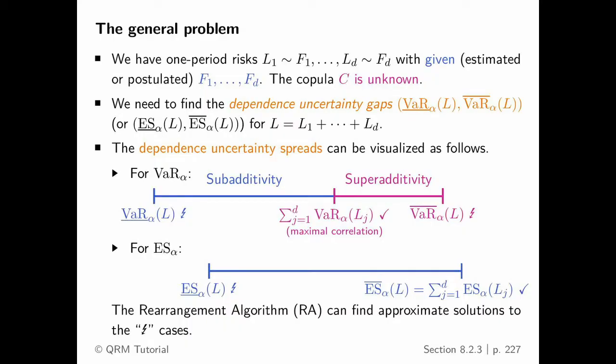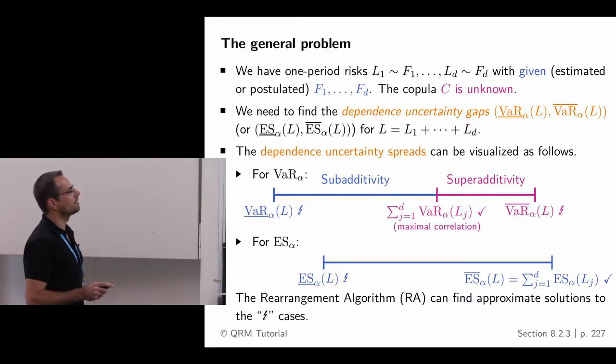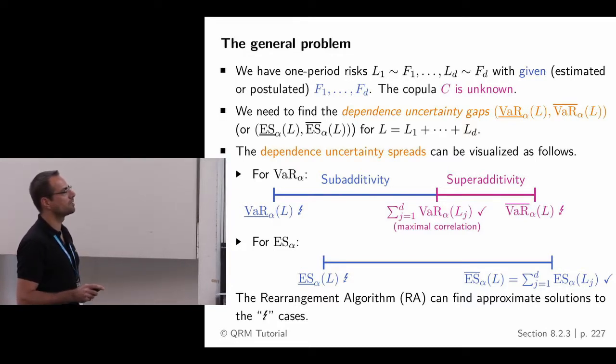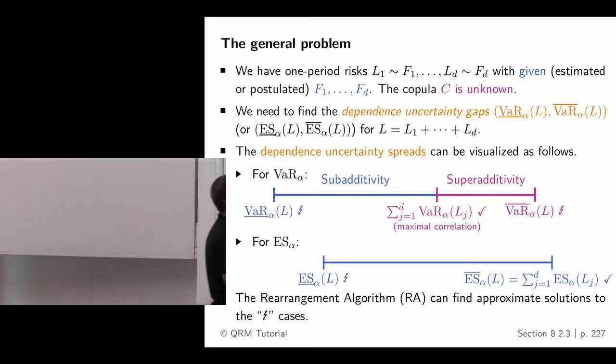So the setup is we have given very specific marginal distribution functions, and on top of that we have no other information about the underlying copula. So in some sense we want to optimize over all multivariate distribution functions with these given margins, so over all possible copulas and these given margins. And we are interested in the so-called dependence uncertainty gap, which is essentially the worst value at risk and the best value at risk, the largest and the smallest among all these possible copula models. And for the expected shortfall, essentially the same.